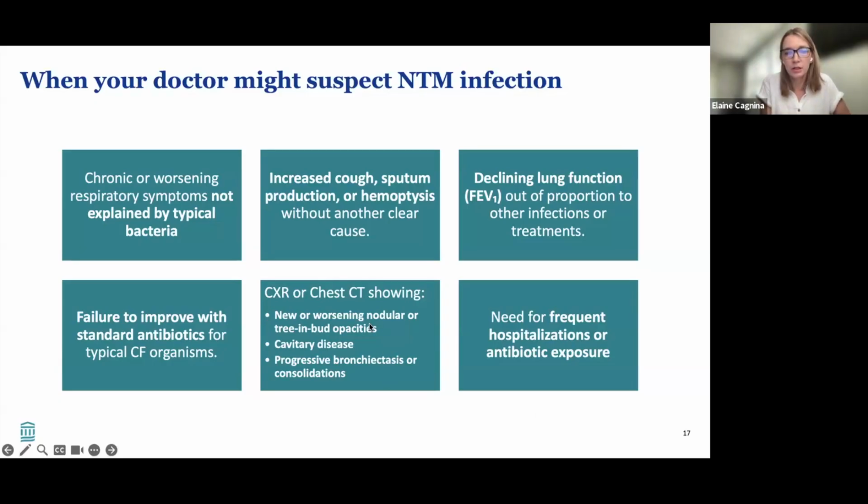We look for newer worsening nodular tree-in-bud opacities, cavitary disease, or progressive bronchiectasis or consolidations. And then we look at your lung function. So declining lung function, FEV1, out of proportion to other infections or treatments. If you're not responding to antibiotics with a recovery of FEV1, we start to worry. And then need for frequent hospitalizations or antibiotic exposure. So if you're seeing a ton of antibiotics and continuing to come into the hospital, then we might suspect NTM infection.